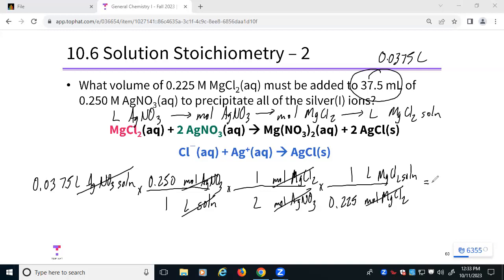0.0375 times 0.25 divided by 2 divided by 0.225, to 3 significant figures, we would get 0.0208 liters, which would be 20.8 milliliters of the magnesium chloride solution.